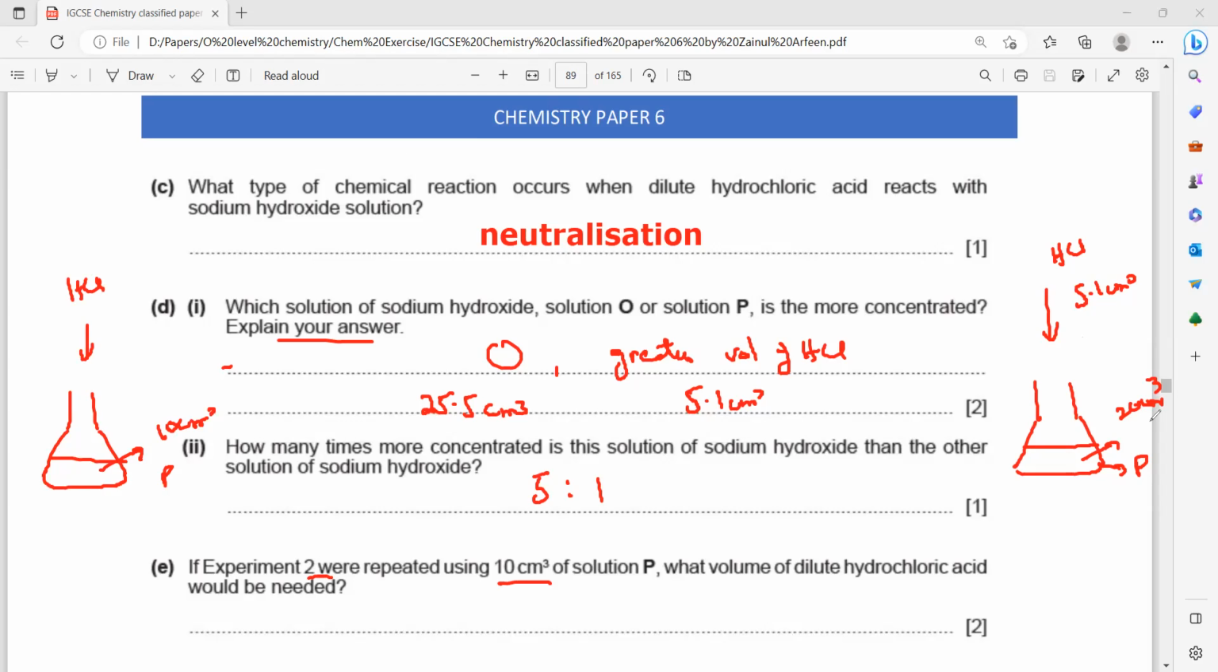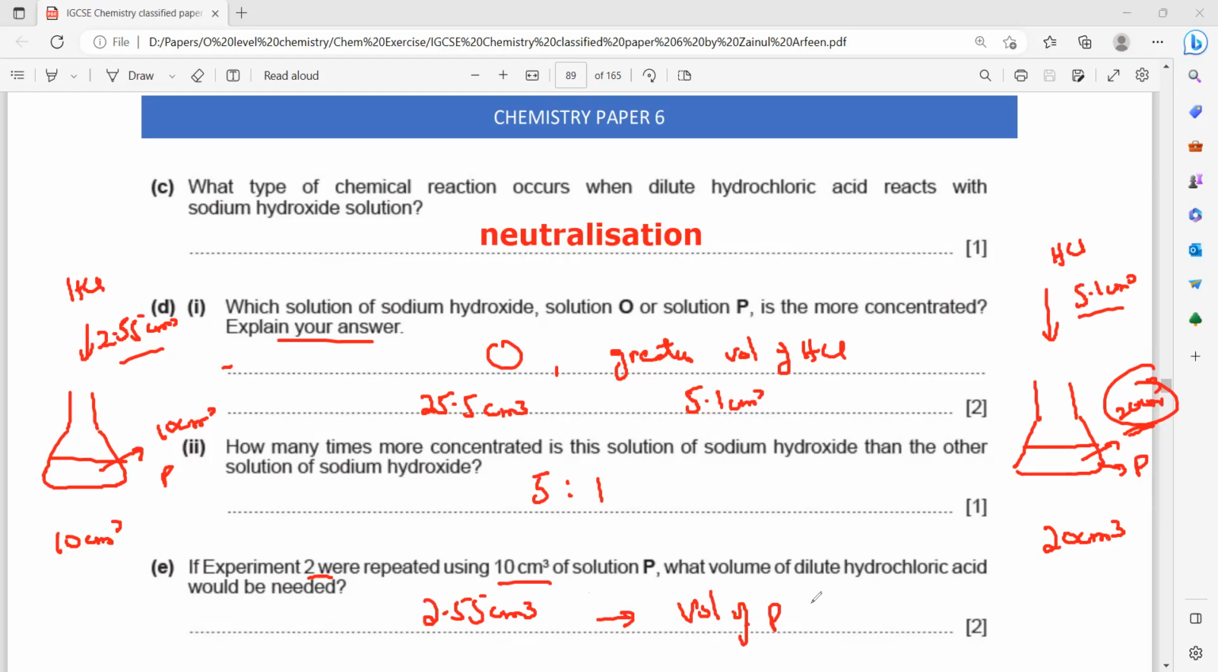If I halve the volume, it will be 2.55 cm cube. How do I identify this? You can clearly see, if I have 20 cm cube I need 5.1, but if I have 10 cm cube, I need half of it. Half of 5.1 is 2.55. So what volume of hydrochloric acid is needed? You will mention 2.55 cm cube. And the reason is that the volume of P becomes half. Originally it was 20, but now it is 10.